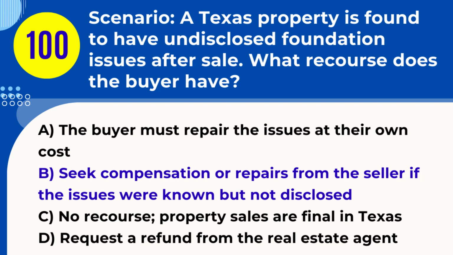Explanation. If a buyer in Texas discovers undisclosed foundation issues after the sale, they may have recourse against the seller, especially if it can be proven that the seller knew about the issues but failed to disclose them. The buyer could potentially seek compensation for repairs or even rescind the sale, depending on the severity of the non-disclosure.